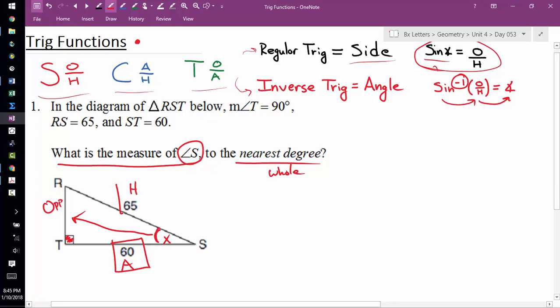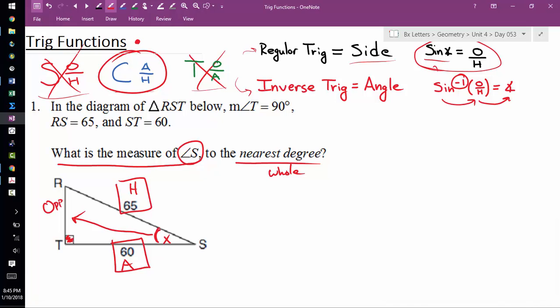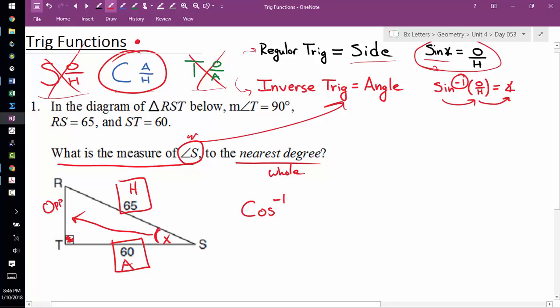So I can see that the relevant sides for this problem are the adjacent and hypotenuse. And if I scan here, that's not sine, that's not tangent, that is cosine. Adjacent and hypotenuse. In this problem, since they're asking me to find an angle, I know that's inverse trig. So when I use my cosine function, I should be using the inverse cosine, because to find an angle, we do inverse trig. And that's going to be the adjacent, which is 60, divided by the hypotenuse, 65. And that will tell me the measure of angle S.